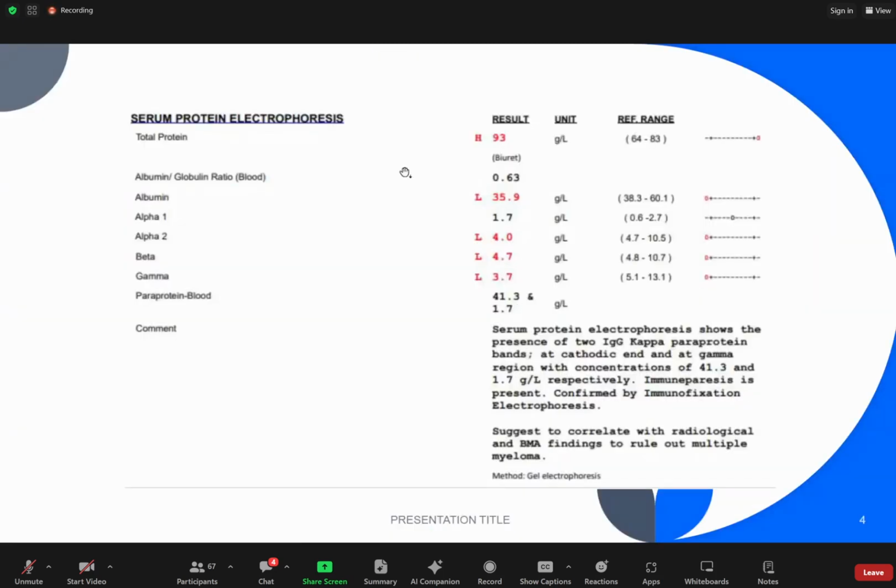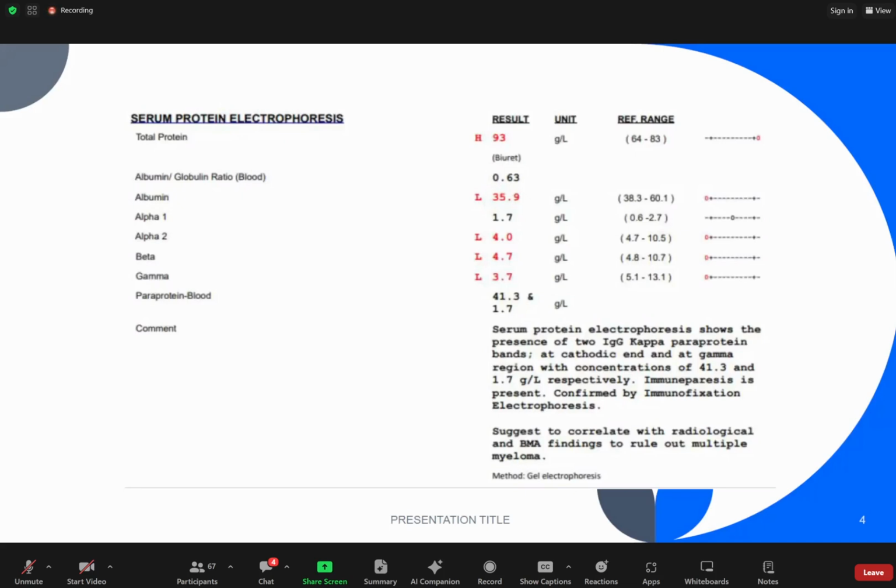So the serum protein electrophoresis shows the presence of two IgG kappa paraproteins, one at a concentration of 41.3, whereas the other is 1.7, with immunoparesis. Urine paraprotein was negative.